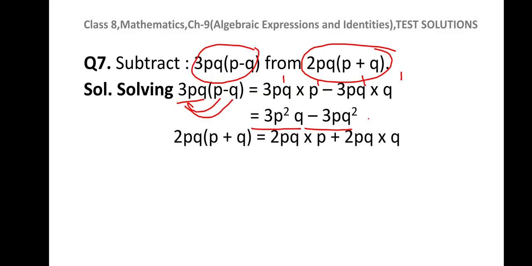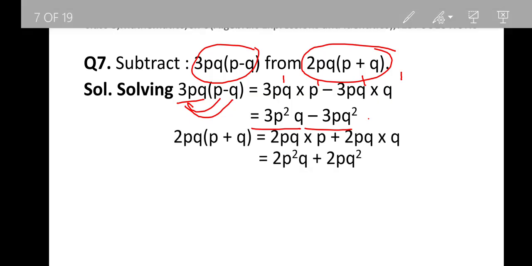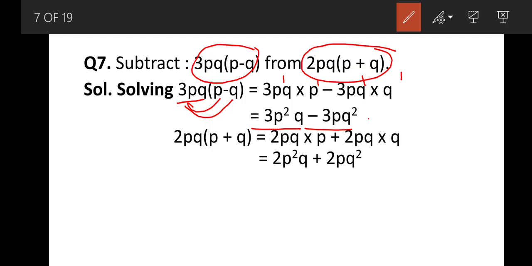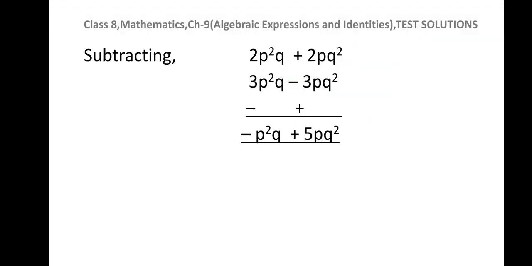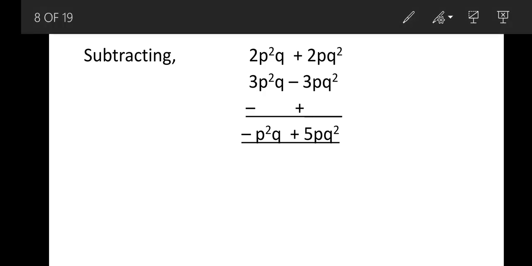Let us solve the second expression. After solving the second expression, same way we need to multiply 2pq into p, that will give you 2p square q. 2pq into q, that will give you 2pq square. So now subtracting. I have used here the column method. In the column method, what do I need to do? Arrange the like terms in such a manner that they are one below the other. So this was the answer of the second expression, and I need to subtract this expression from this, so I have written like this.